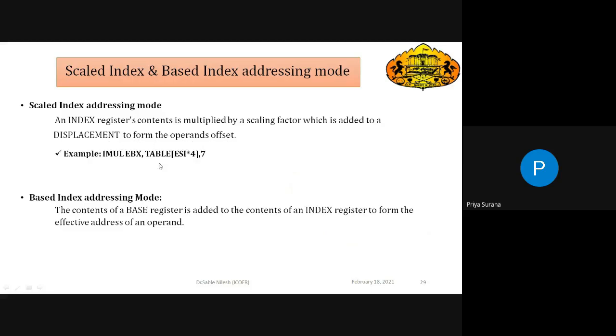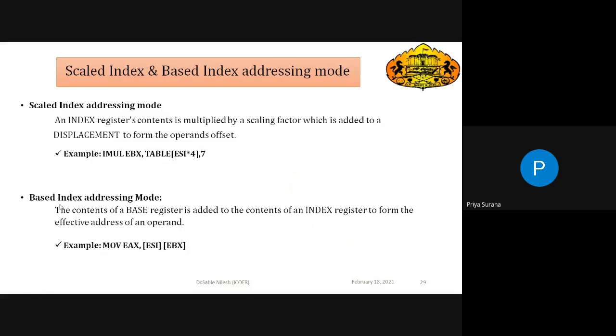Whatever is given after the comma, whatever data is required for this instruction, will be calculated depending on this. In this, an index register is used, a scaling factor is used, and because of this it is called scaled index addressing mode.